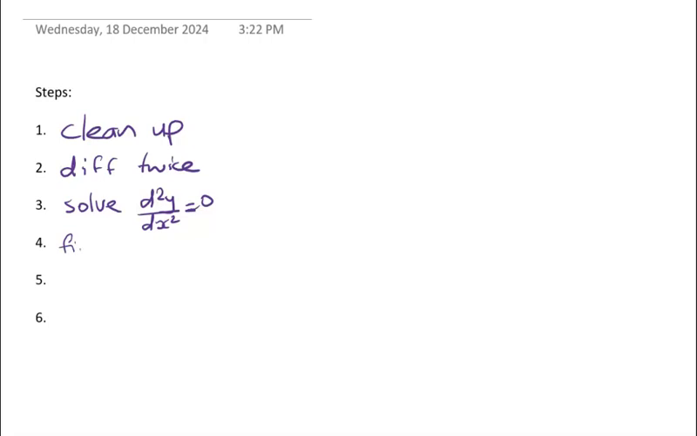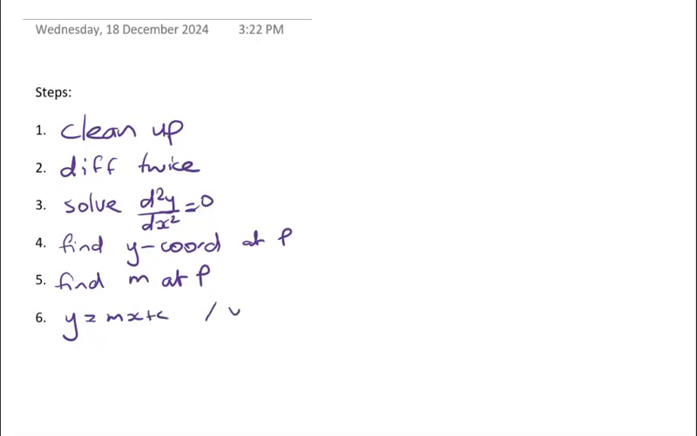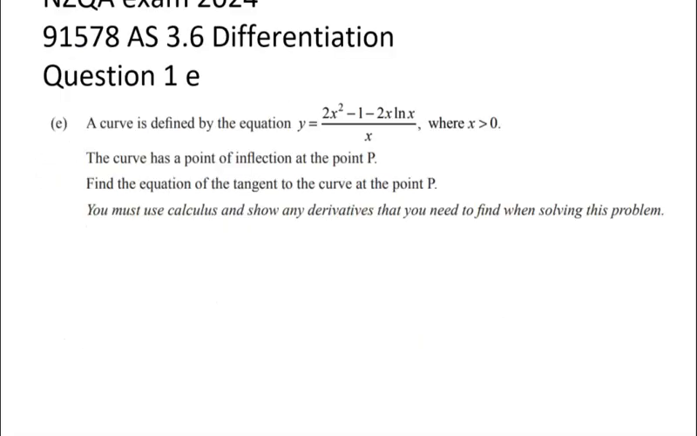And then we're going to find 2 things to find the equation of the tangent. We need to have the y coordinate at point P, and we need to have the gradient of the line also at point P, and then we'll use y equals mx plus c to get the equation, or we could use y minus y1 equals m times x minus x1, whichever of those is your favourite. Okay, so let's go back to the equation and get into it.